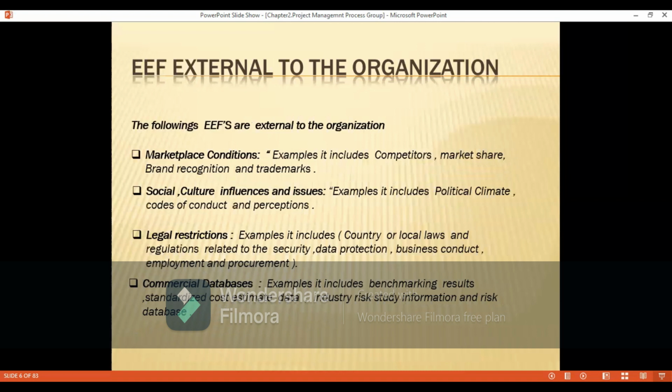Then we have the external environment that affects the organizations, and that is the market-based condition. Market-based condition means the competitors, with whom they are competing with me. The market share: who has the highest market share between the companies? Take an example like Pepsi and Coca-Cola. Who has the market share?